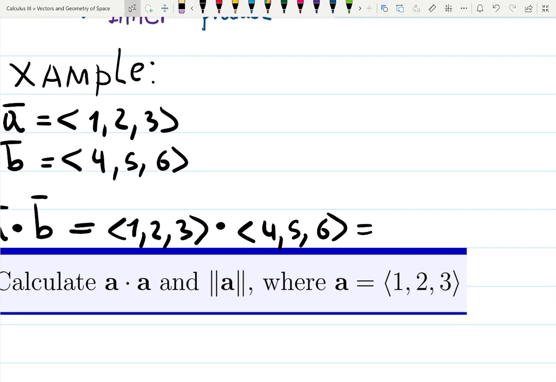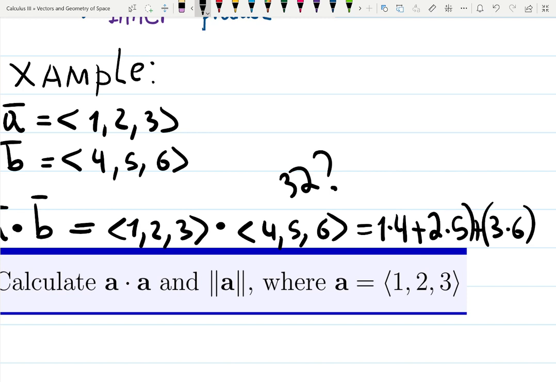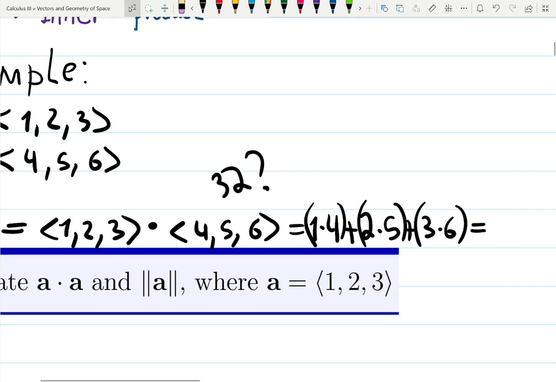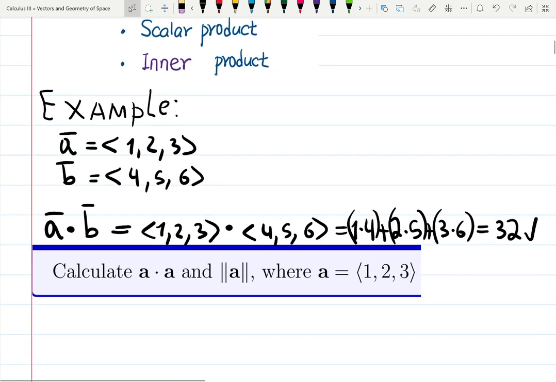Who knows? What's the answer? 32. Well, okay, how did you get 32? 1 times 4, 2 times 5 in parentheses, plus 3 times 6. Sorry, I kind of ignored your parentheses. Should I check or we agree? 32? Yes, 32. Nice. Good job. Makes sense, so we can do that.